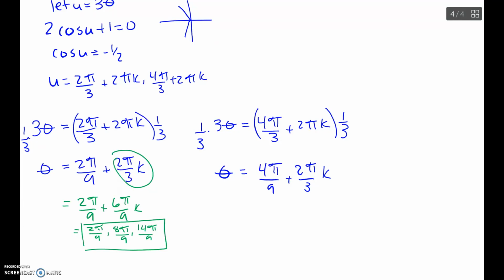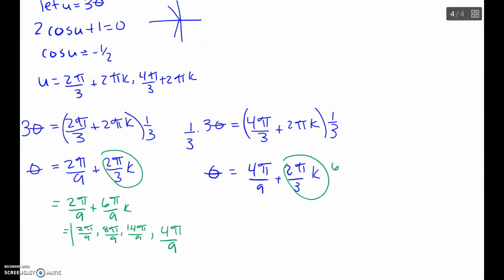So let's see where all that happens. So we have 4 pi over 9. This is 6 pi over 9. So 4 plus 6 is 10 pi over 9. Add another 6, you get 16 pi over 9. And then obviously if we add another one, that's going to be too many. So all of our solutions are right here.